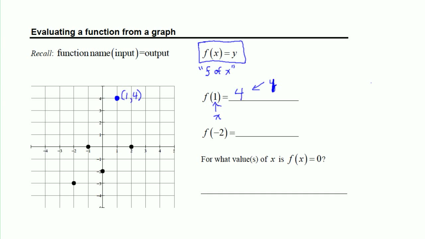So all we're doing when we're evaluating a function from a graph is looking for a point on the graph that has a particular coordinate. In this case, for f of 1 and the next one, f of negative 2, we are given the x coordinate and we're looking for the y coordinate. So again, this tells us that x is negative 2, and we're looking for a y coordinate that corresponds to x equals negative 2. I find the point negative 2, negative 3. So f of negative 2 is equal to negative 3.